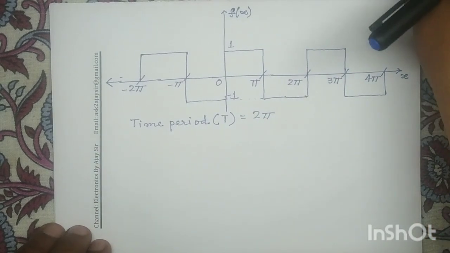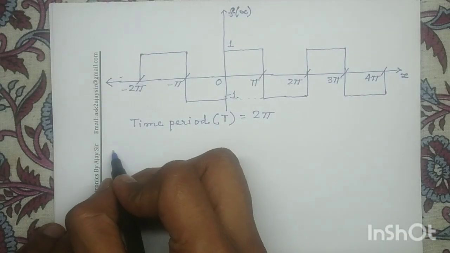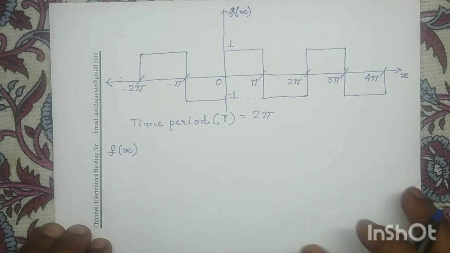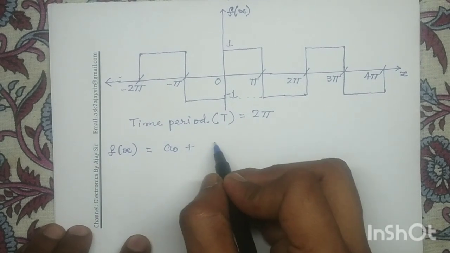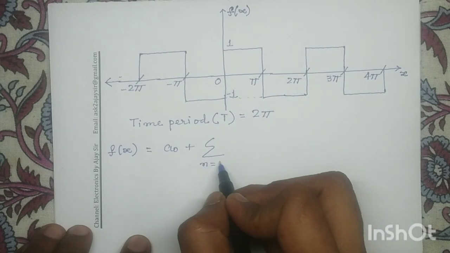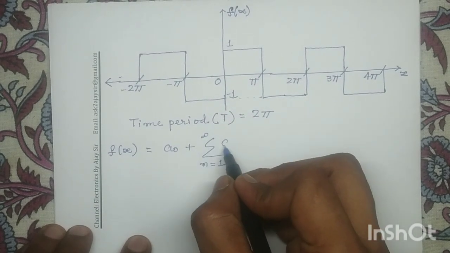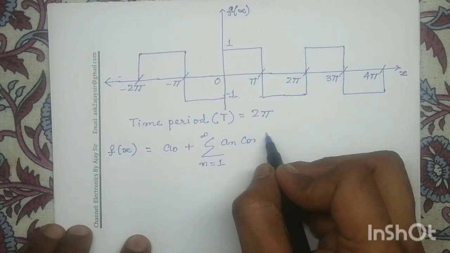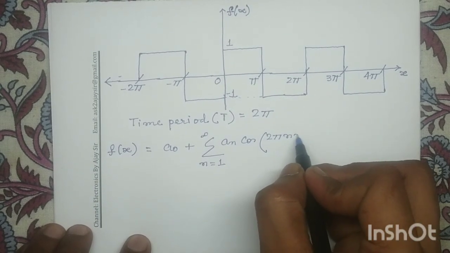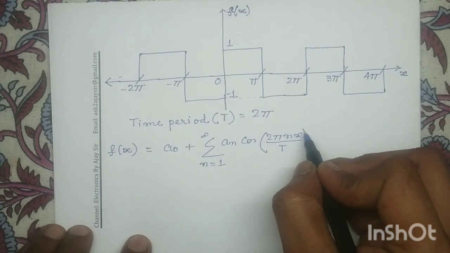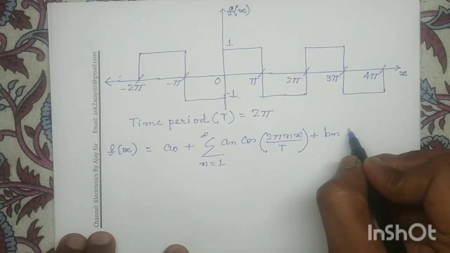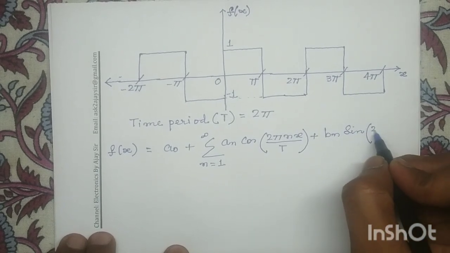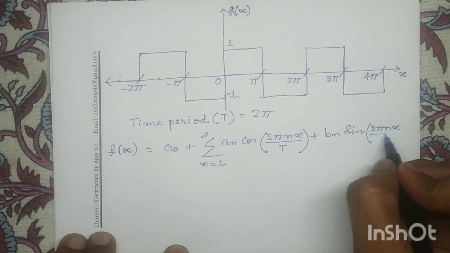Now we will write the general equation of Fourier series. The general equation of Fourier series is f of x equals a naught plus summation n equals 1 to infinity of an cos 2 pi nx by T plus bn sine 2 pi nx by T.